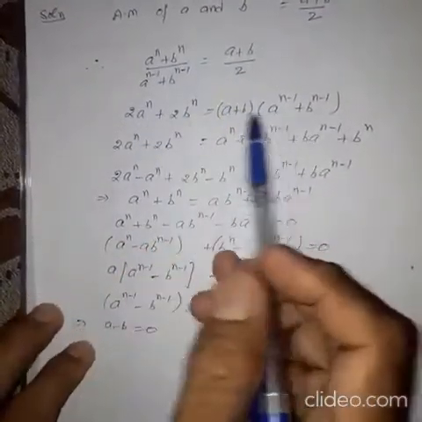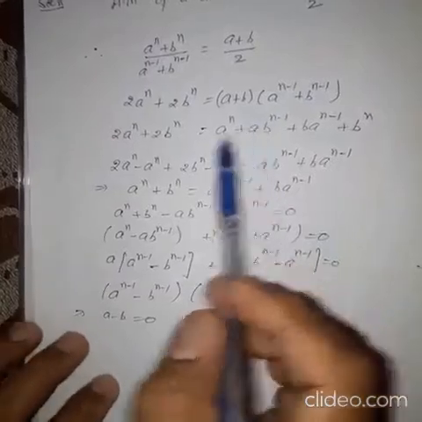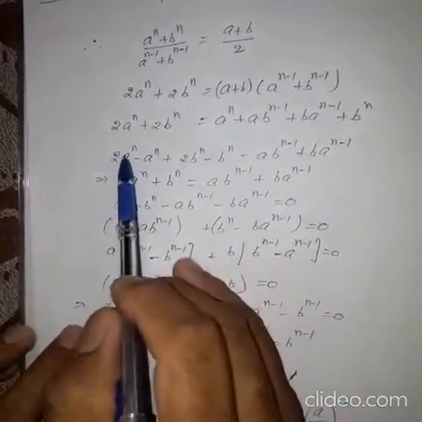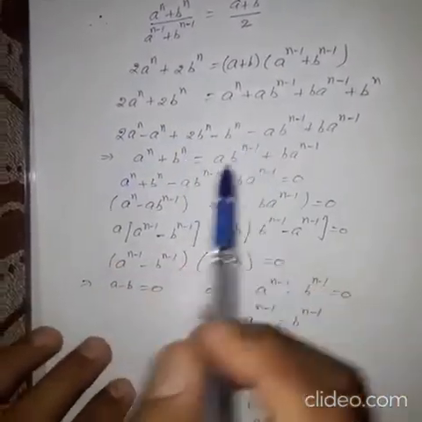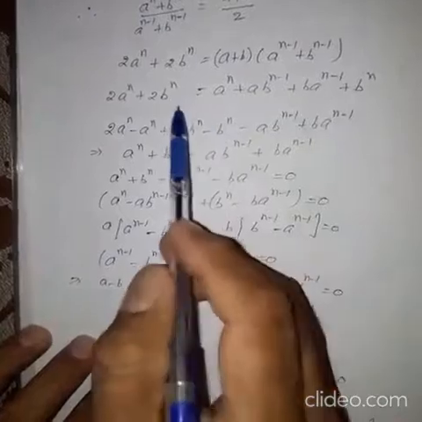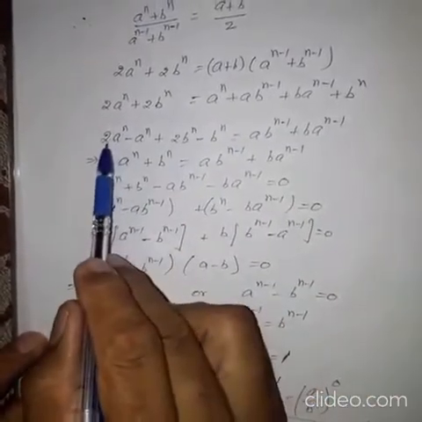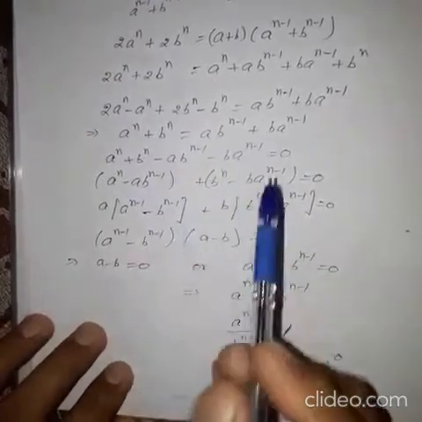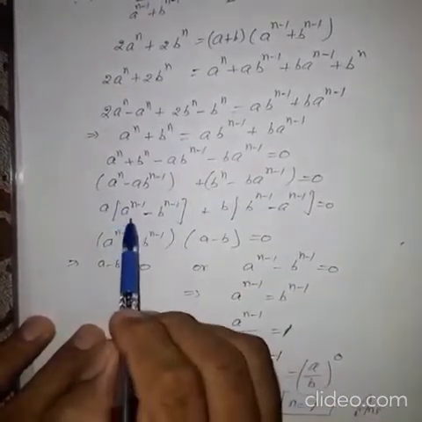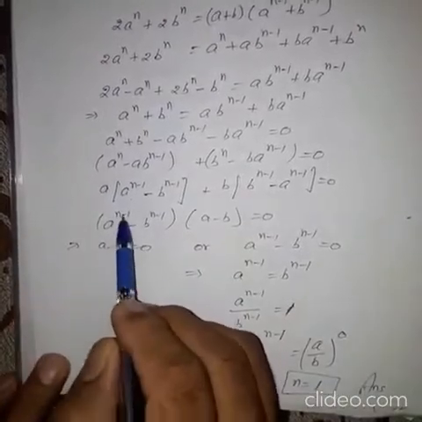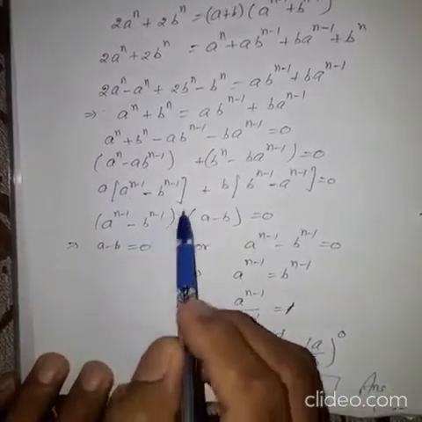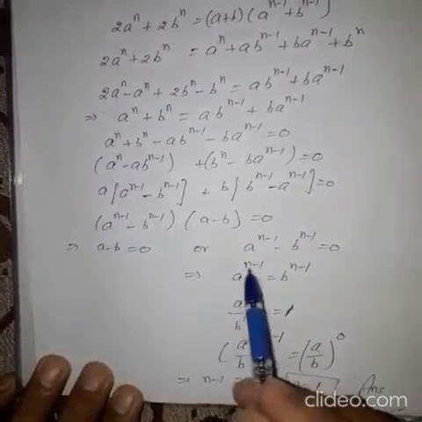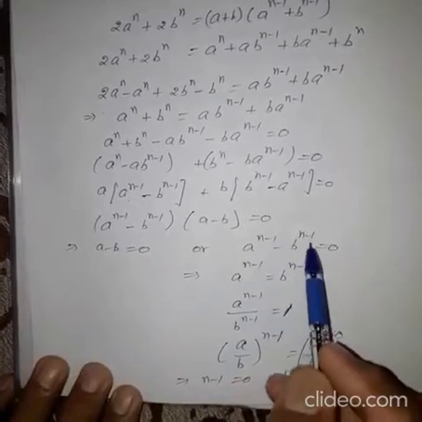Now you cross multiply and combine the similar terms. So 2 raised to the power n, you shift a raised to the power n on this side, and similarly shift b raised to the power n on the left hand side. Again shifting these two terms on the left hand side and taking common, we are left with a raised to the power n minus 1 minus b raised to the power n minus 1, into a minus b, equal to 0. Either a minus b is 0, or a raised to the power n minus 1 minus b raised to the power n minus 1 is 0.